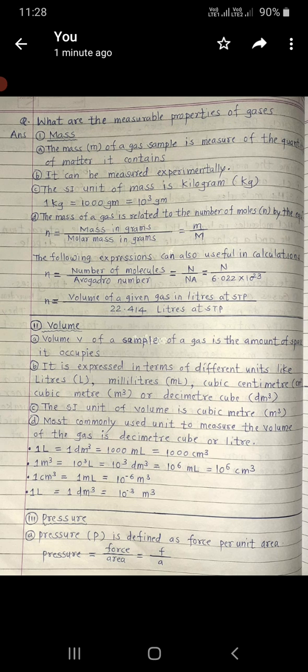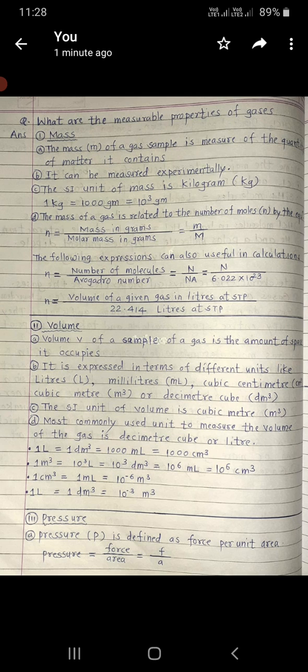The following expressions can also be useful in calculations. The number of moles n can also be calculated using the equation n is equal to the number of molecules N divided by Na, the Avogadro number. So, n is equal to N divided by 6.022 into 10 raised to 23. This number is known as the Avogadro constant, or Avogadro number.